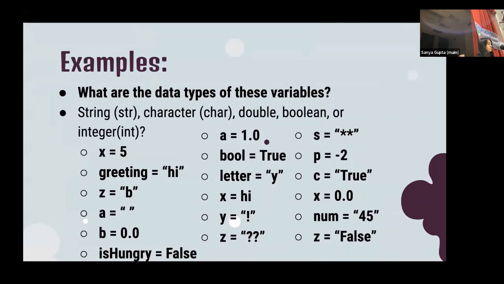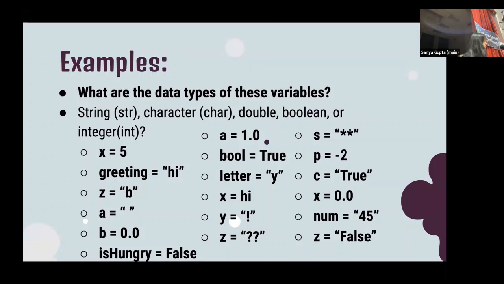Okay, so I'll go ahead and ask the first question. Who knows the data type of the variable greeting equals hi, for the second one? Yeah, go ahead. Yeah, that is correct. Good job. So it's a string because it's enclosed in quotes and the length of it is greater than 1.